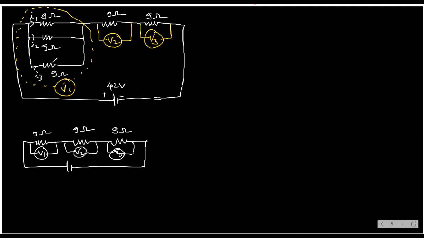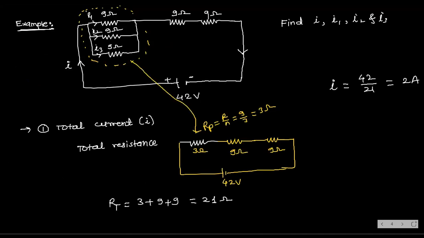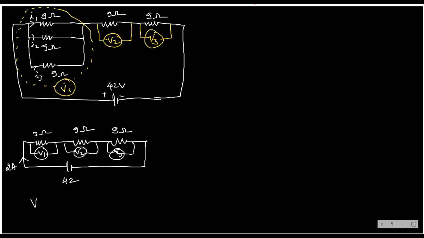Because these 9, 9, 9 are in parallel, if we find the resultant, you will get 3 ohm only. And here already we have found out the current. How much is this? 2 ampere. Yes, 2 ampere already we have found. So can I write like this? V1 is equal to I into R1. V2 is equal to I into R2. And V3 is equal to I into R3.